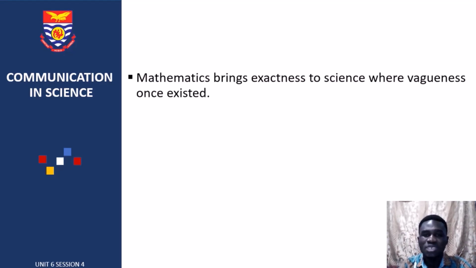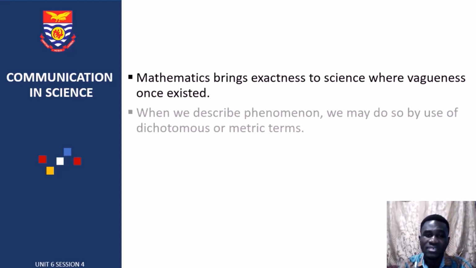So, communication in science. To ensure accurate communication in science, all the sciences use mathematics. In the sciences, especially in physics, one of our basic languages that we speak most is the language of mathematics. And why do we speak this language? Because mathematics brings exactness to science, where vagueness once existed.